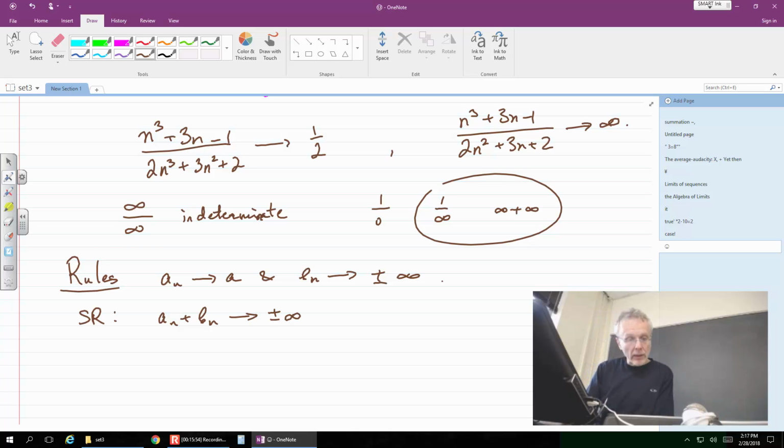Then you can have the constant multiple rule, say c times b_n. So we take our sequence that goes to infinity and multiply it by c, a number. So let's say c is not equal to 0. Well, let's say it's positive. Let's just keep it simple. So c is positive. Then what's the limit?